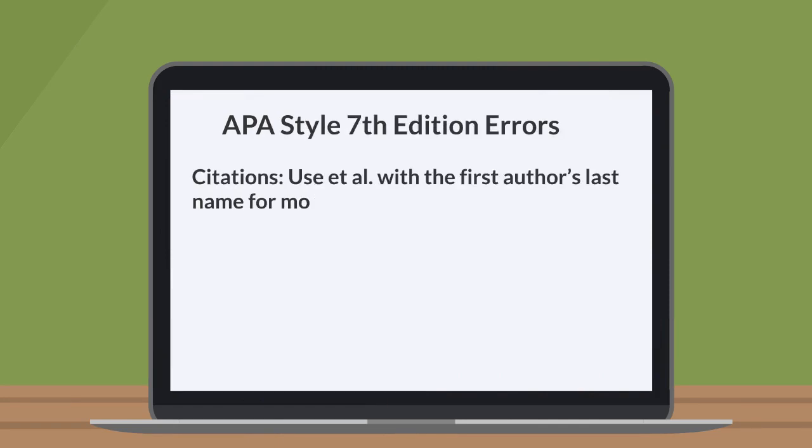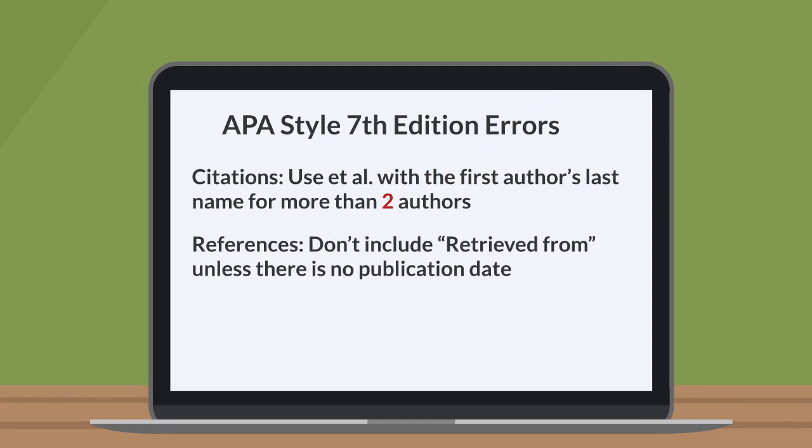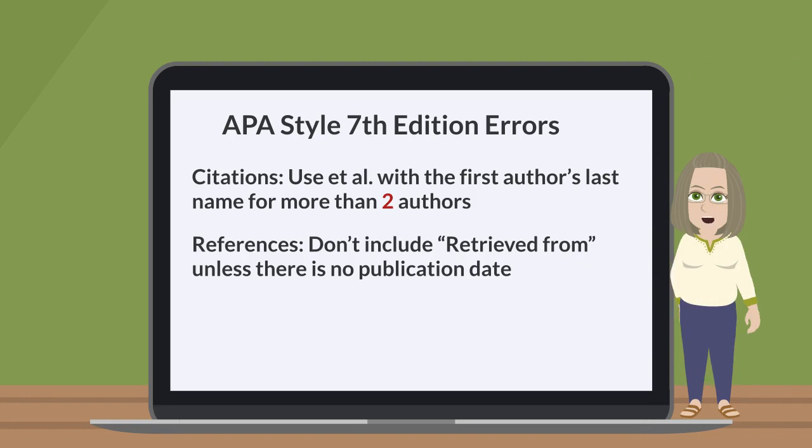Citations that include more than 2 authors use the first author's name followed by et al. for every citation, even the first time. URLs and references are no longer preceded by retrieved from, unless they require a date, which is rare. It only happens for things that don't have publication dates, like wikis. So if you have a publication date to include as the second element in your reference, you should not include a retrieved by date or the words retrieved from before the URL.